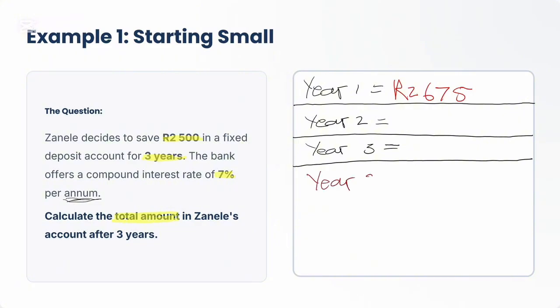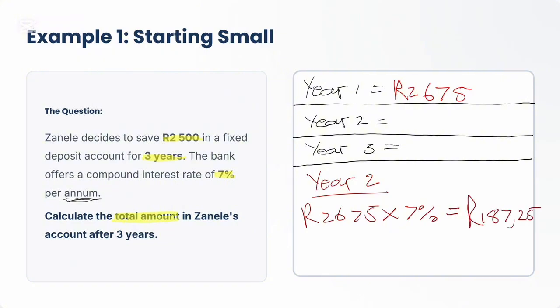Done with year 1. We're going to use 2,675 again, multiplied by the 7% interest, which is compounded annually. In this case, if we punch that into the calculator, it should give us a value of 187.25. You don't really need to write down that value there. But either way, then we're going to add that interest into that year 1 amount.